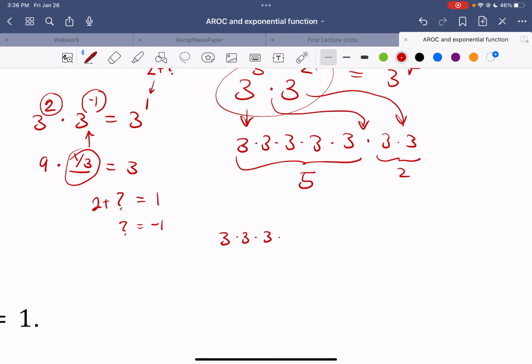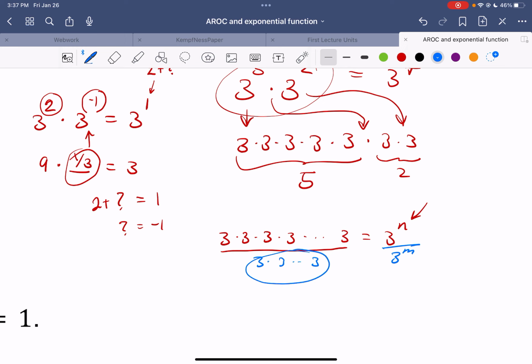3 times 3 times 3 times 3, right? And in fact, the more 3s I have, the bigger this exponent is going to be, right? Okay, well, and then wait a second. What if I had a competition going on? What if I start dividing by some 3s? Divided by 3s. And the more I have here, the more I'm going to divide.